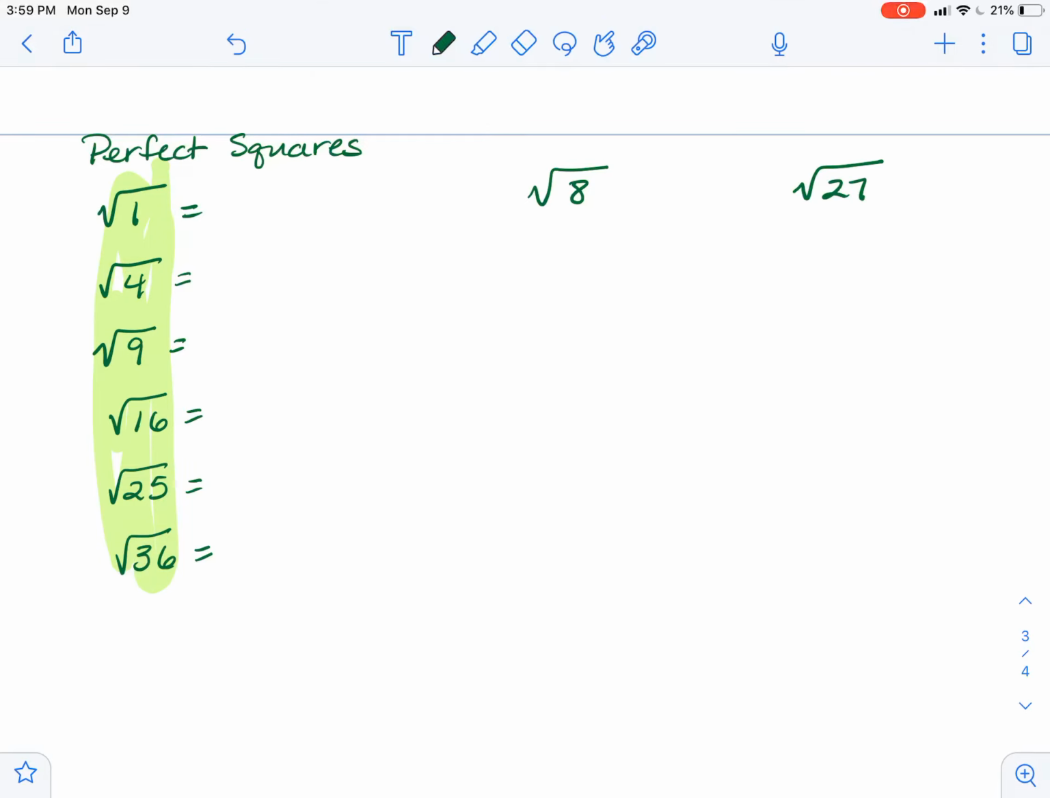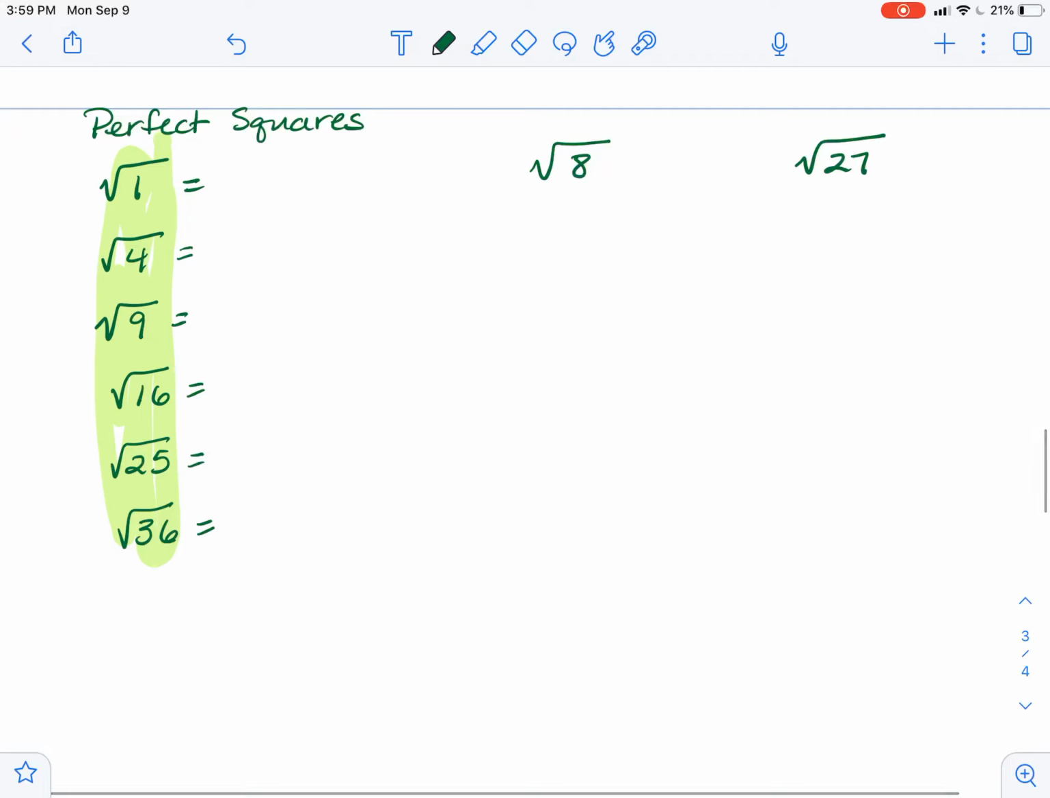Okay, welcome to today's lesson. So we're going to be reviewing just a little bit about perfect squares, and then we're going to go on to talk about imaginary numbers. So let's just go back to our perfect squares real quick and do a quick review.